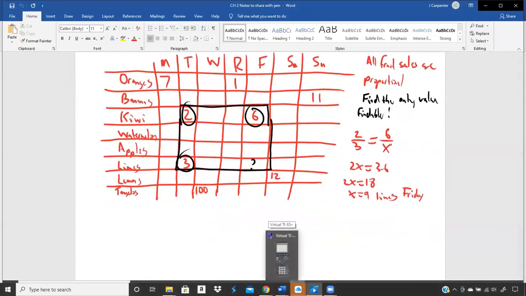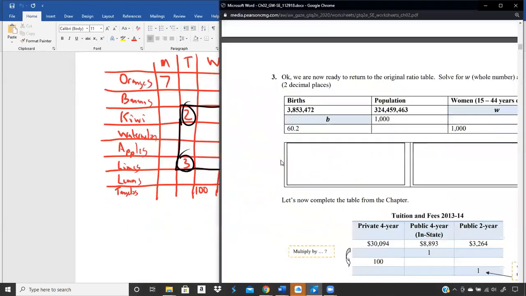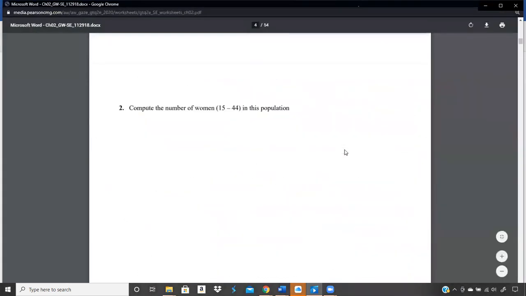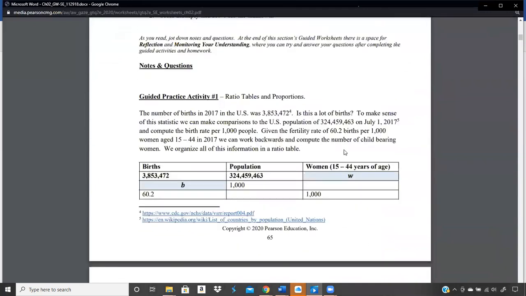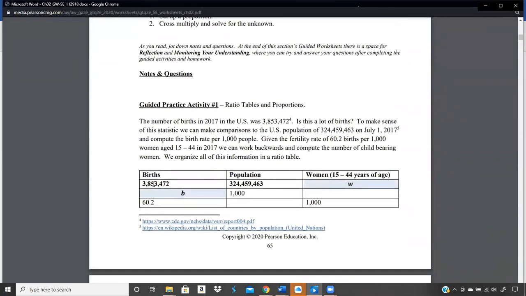So what we did from there is we pulled up our guided worksheet, and we were talking about how we have some births based on a population. We said maybe we shouldn't base it off of the whole population, maybe just the number of women of birthing age. We wanted to find out how many births there would be if there was only a population of 1,000 people. This is scaling. It's not scaling to 1, it's scaling to 1,000. We could also say that there's 60.2 births for every 1,000 women of birthing age. So that's another scaling. You can use that idea to go back and find out how many birthing age women there are.